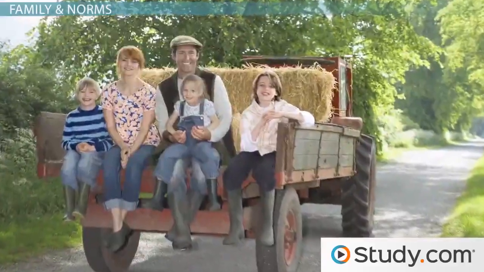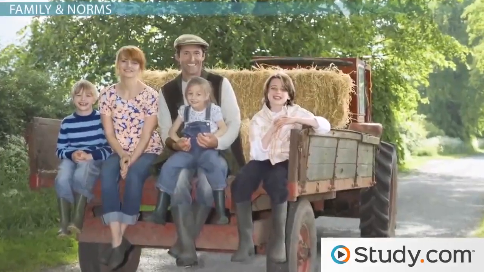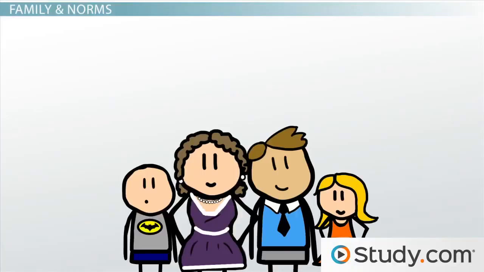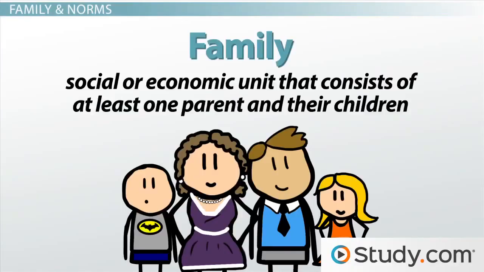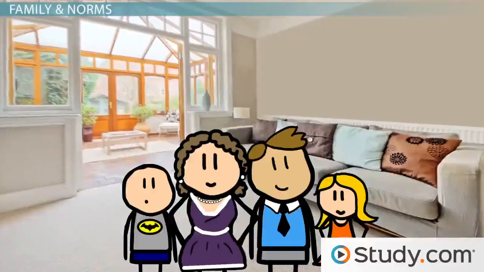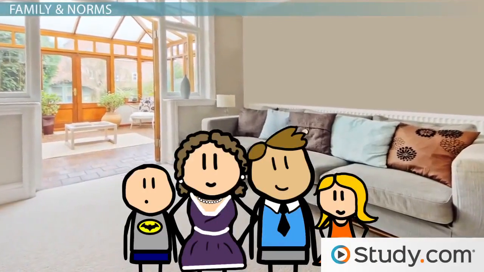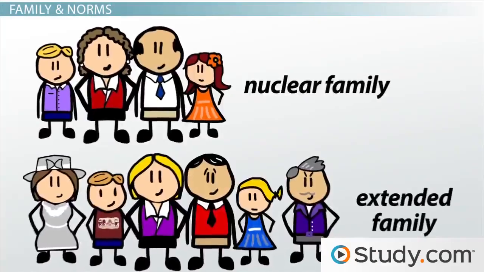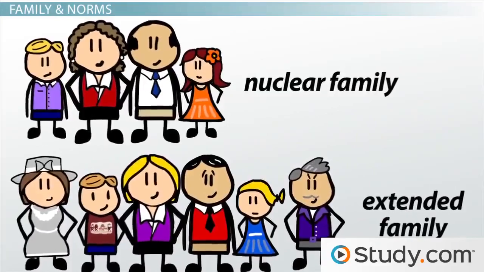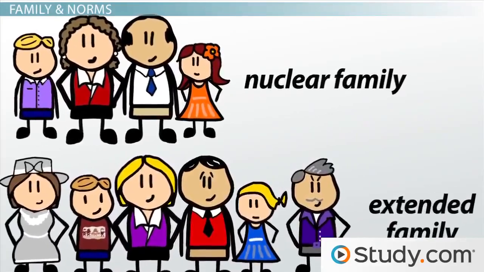With this in mind, let's first define what anthropologists mean by family. In the scientific sense, a family is a social or economic unit that consists of at least one parent and their children. Now notice this definition doesn't make any mention of whether or not the people within a family reside together. For this reason, we have to look at our two terms, nuclear versus extended family households.